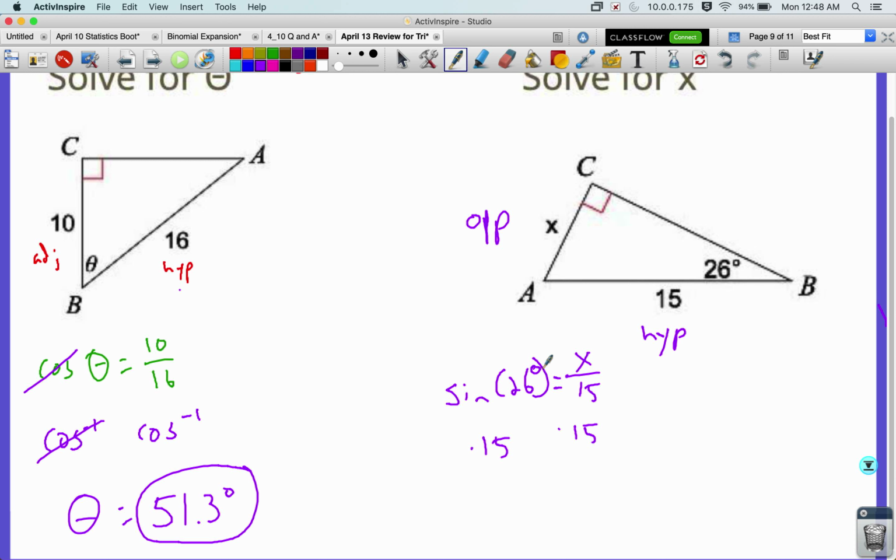Make sure we're in degree mode because this is given in degrees. I'm going to do the sine of 26. Press enter. I get the ratio. Now I multiply by 15. And I get 6.58. And we'll just say units because we don't know what the unit of length is here. But it's definitely a unit of length for x here.